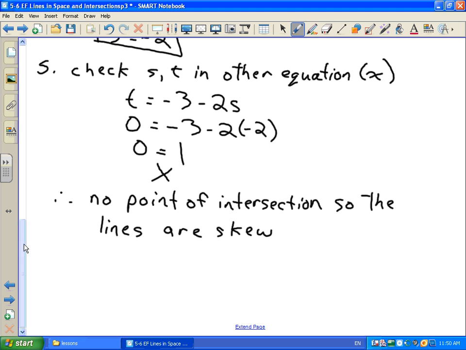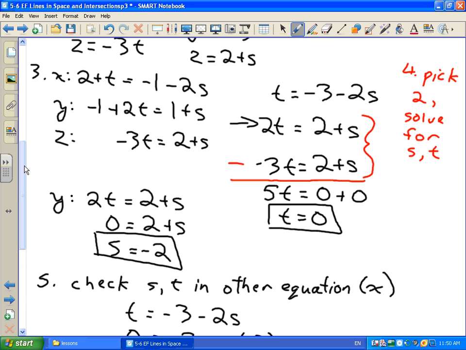And in principle, going back up here, I could have solved my x and my y using substitution, let's say. And I would get a different value of s and a different value of t, but then when I checked them in my z equation, I would still get something that gave me an inconsistency. So I would know that they were skew lines.